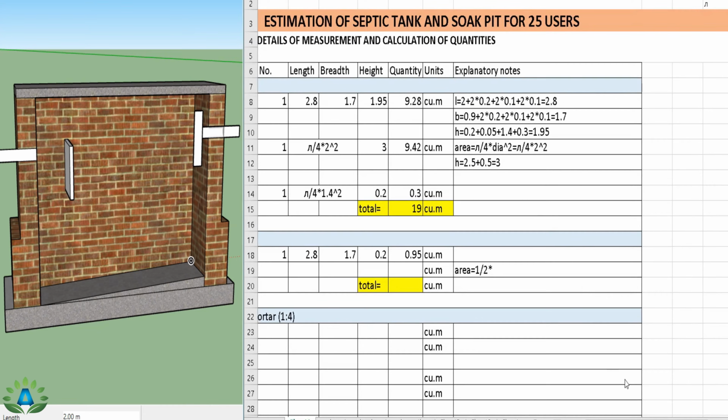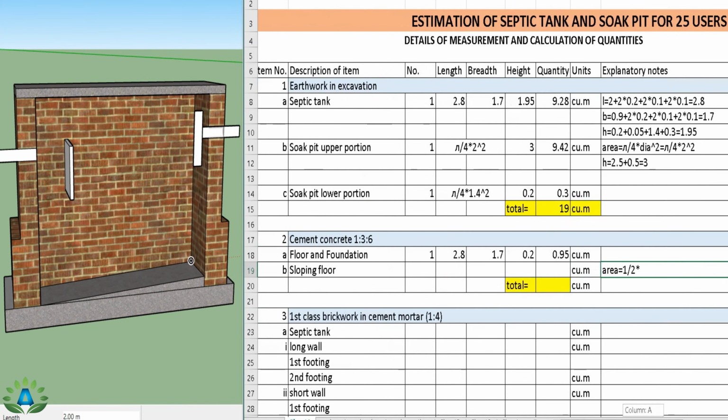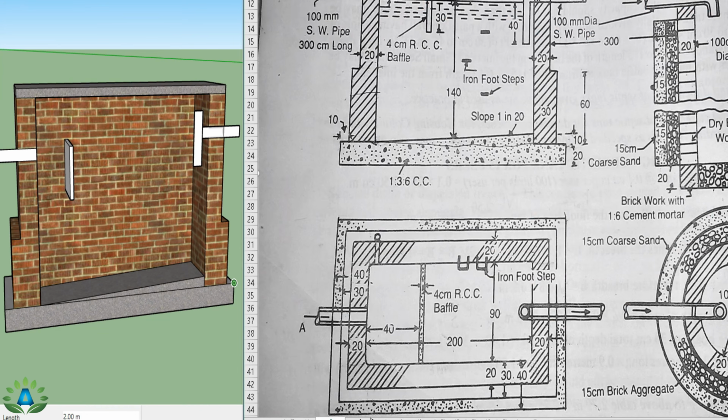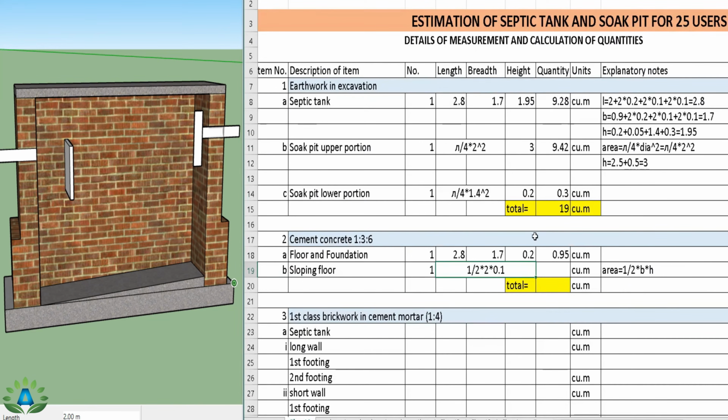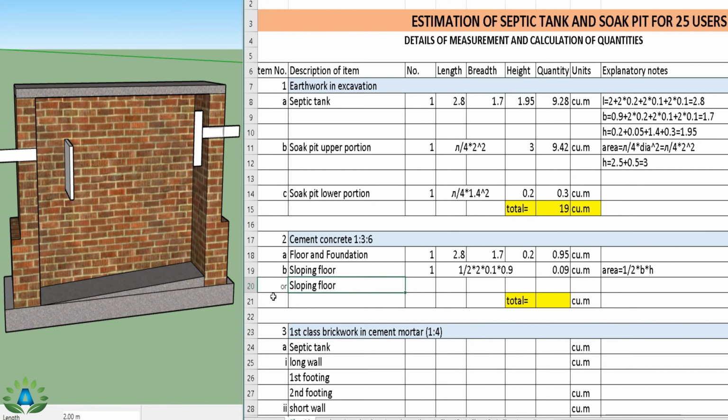So I can write the area equals 1/2 into base, that means this portion to this portion we have the dimension of 2 meter, and we have the height of the small portion, that is 0.1 meter, and we have to multiply this area by its width, and we have the width of this 90 centimeter, that is 0.9 meter, so into 0.9. Or we can also do another method for calculating cement concrete in the sloping floor.